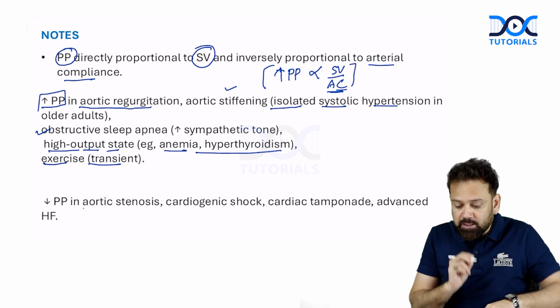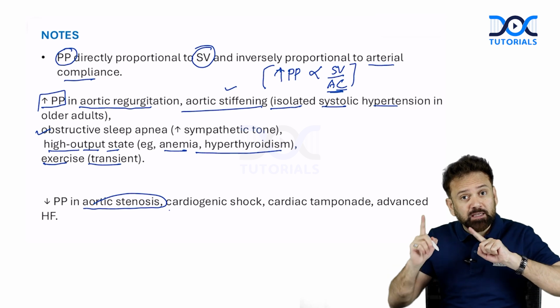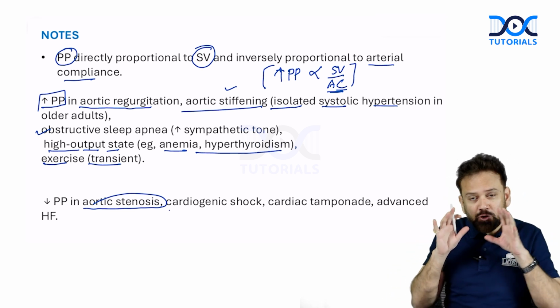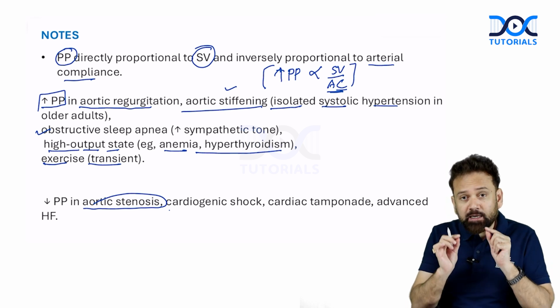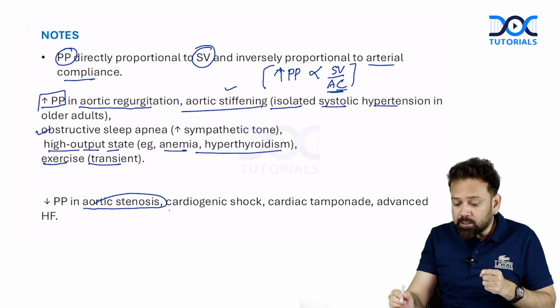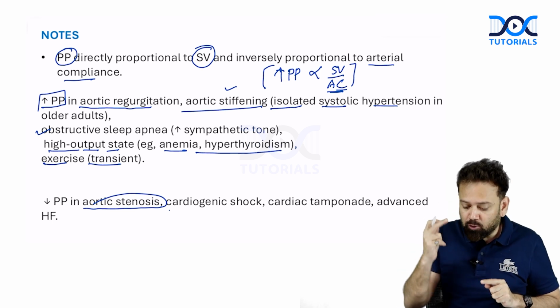Now it is decreased in aortic stenosis. That was aortic stiffening. Aortic stiffening is different than aortic stenosis. Sometimes both options will be there, and if you don't know this concept, you cannot answer. So aortic stenosis, stroke volume will be less, pulse pressure will be less. But if aortic stiffening is there, means compliance is less, so pulse pressure will be more.